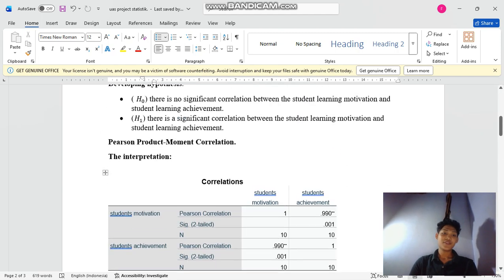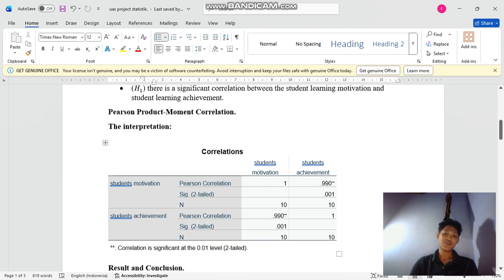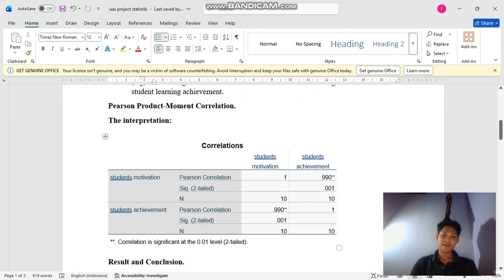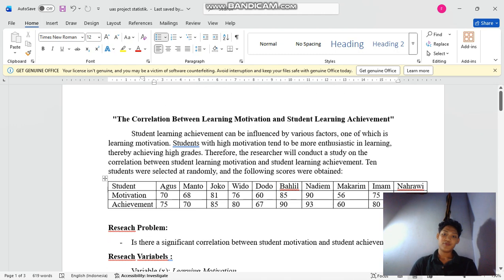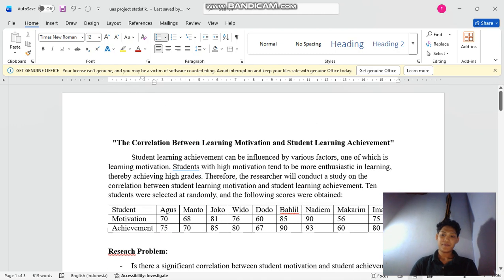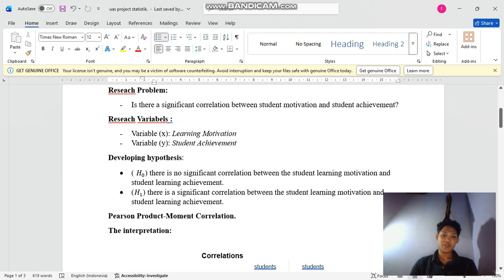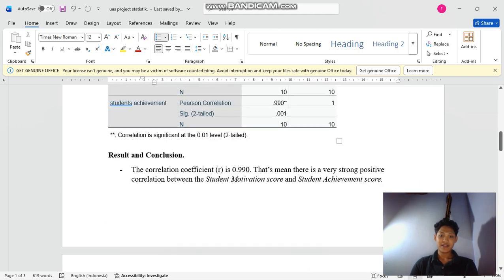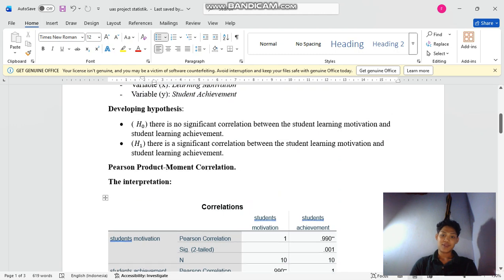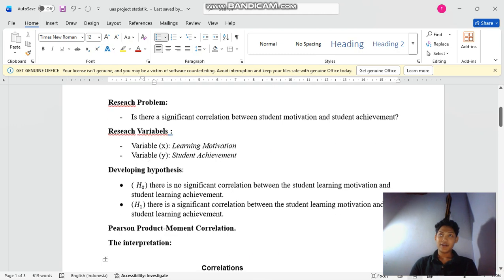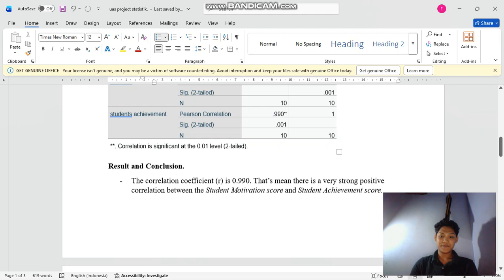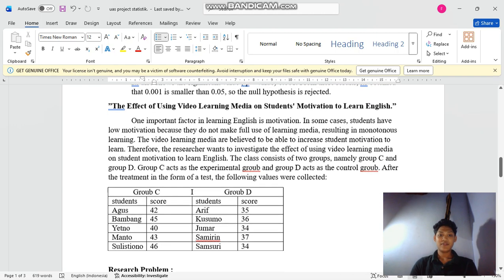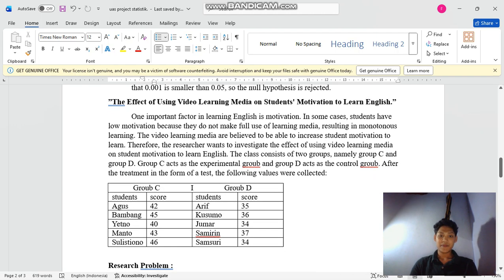And why do we use the Pearson product moment correlation? Because it meets the requirements. One of the requirements is that we have two variables, which are learning motivation and student achievement, and the scores are ratio or ordinal. Okay, for the next, about the experimental.